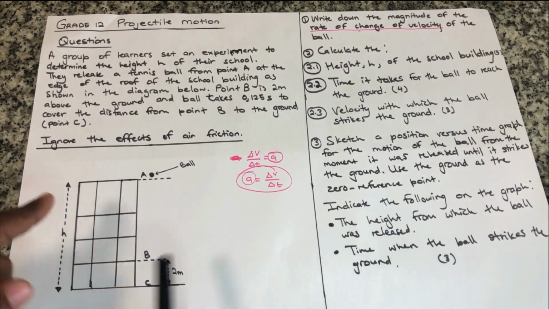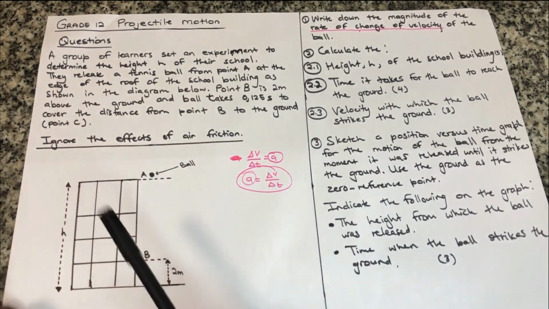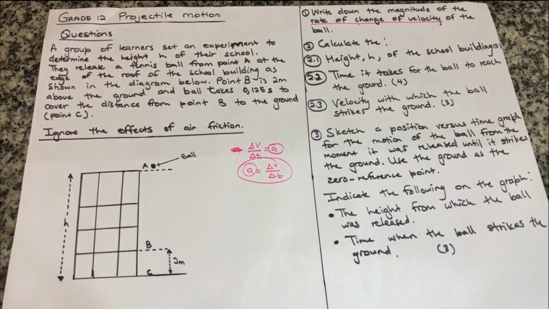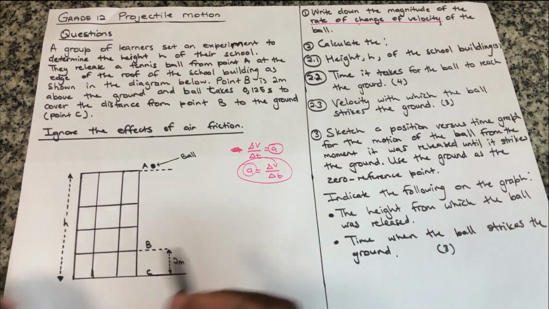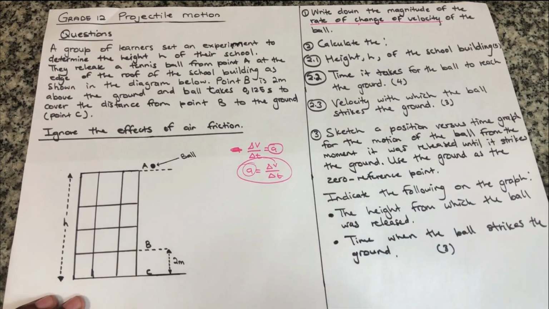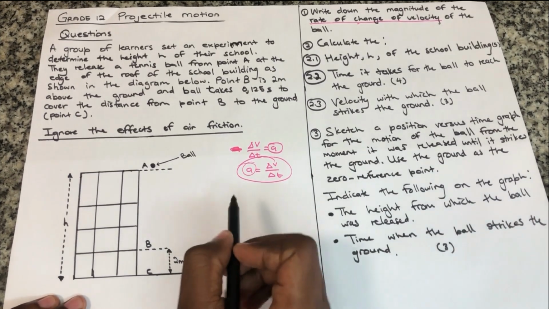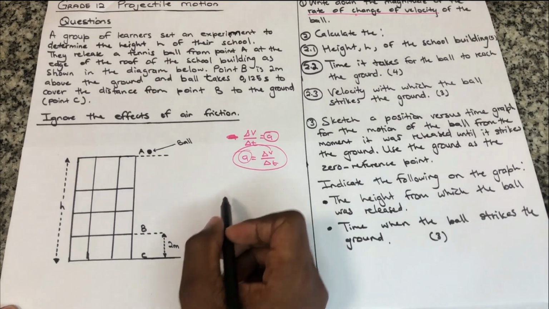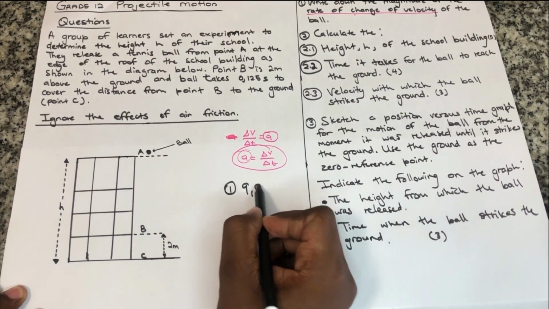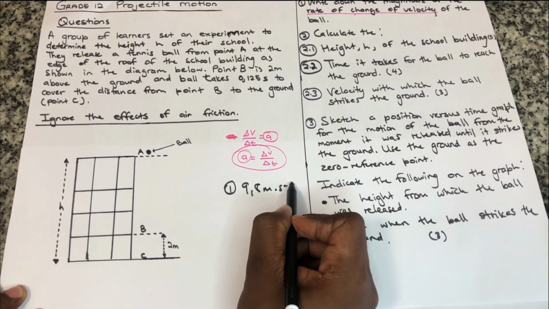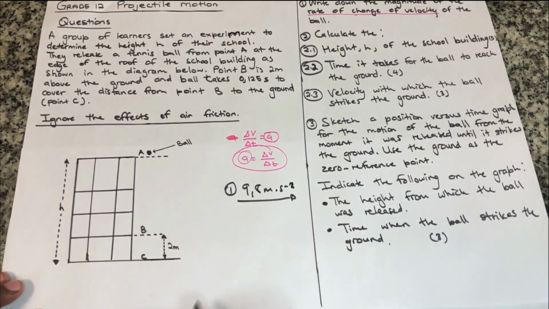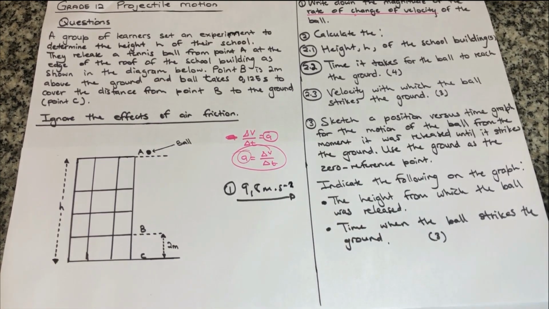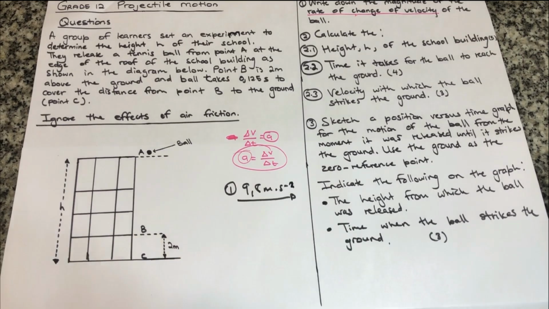Remember that the tennis ball was released. It was not thrown with an initial velocity, so the acceleration would be 9.8. Even if it was being thrown, the acceleration would be the same. So for number one, let me just write it here. It's 9.8 meters per second squared. All right, that's how it goes. So let's move to number two.